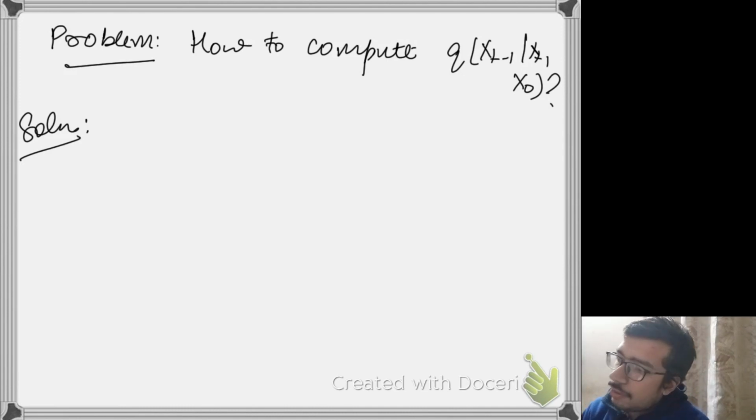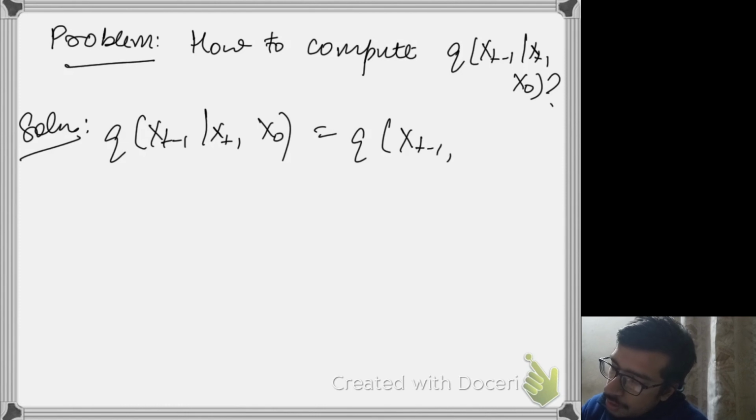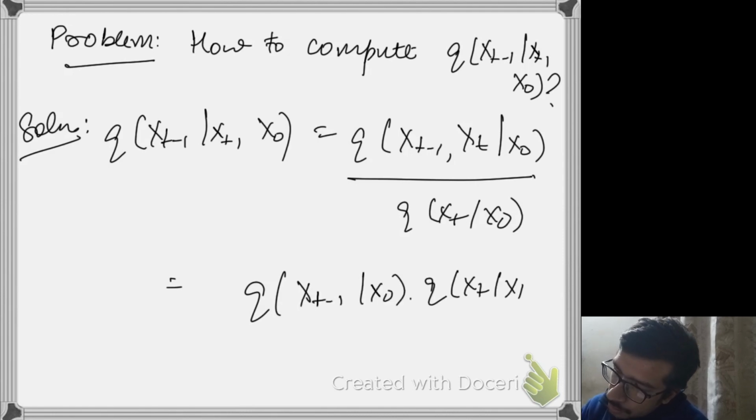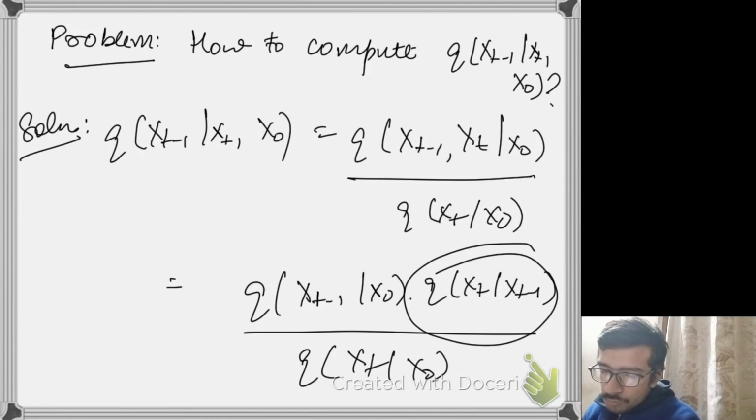The solution to this problem is that I can write q(x_{t-1} | x_t, x_0) as q(x_{t-1}, x_t | x_0) over q(x_t | x_0), right? We are just applying Bayes' rule, and this is nothing but q(x_{t-1} | x_0) times q(x_t | x_{t-1}) over q(x_t | x_0), right? This is something which we have already defined, but these are the two terms which we need to compute.